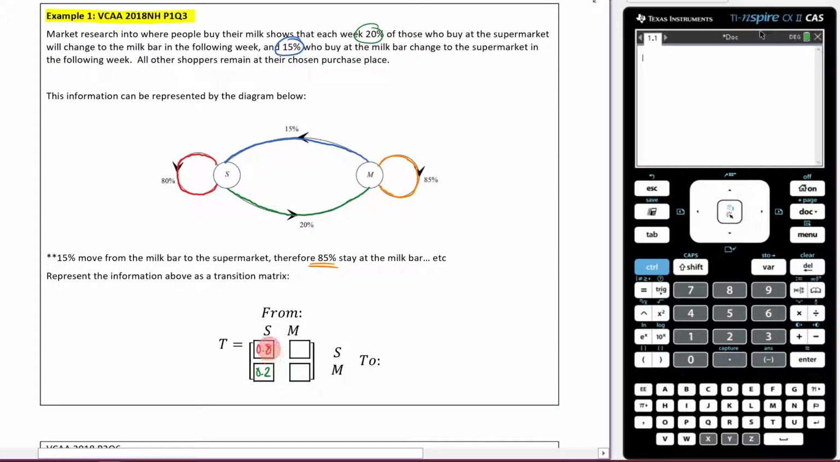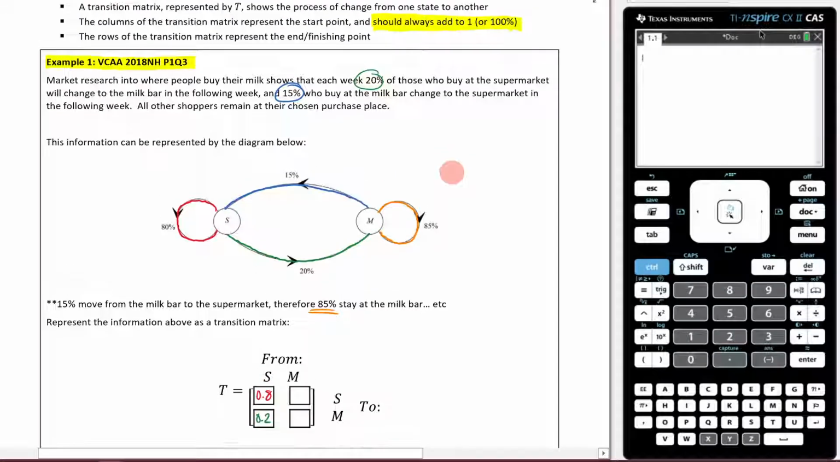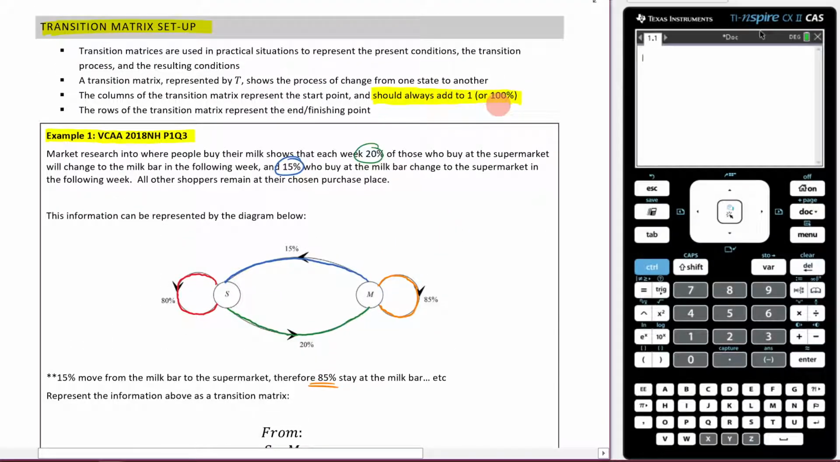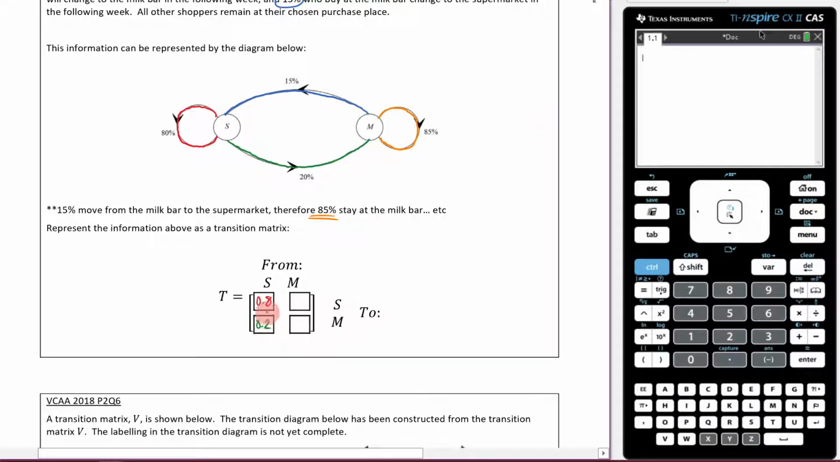Very important that you recognize here that if you add the columns, it will add to 1. And that's what we were told up here. If you add the columns, it will add to 1. It has to add up to 100%. And that's exactly what happens here. You can see that if you were to add this up, you're going to end up with a 1, which means 100%.